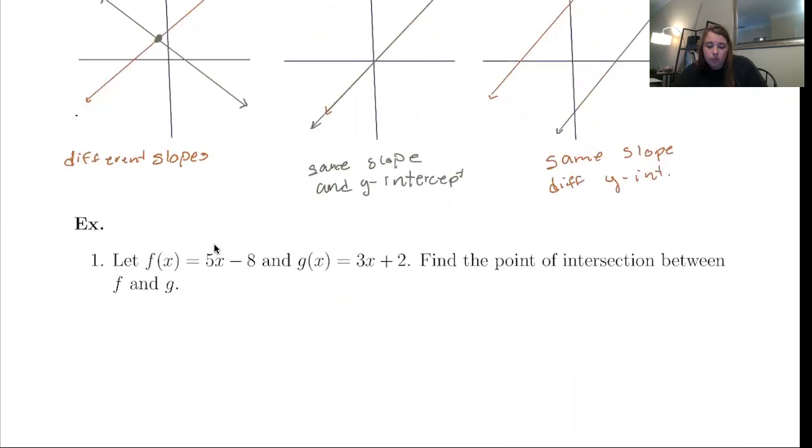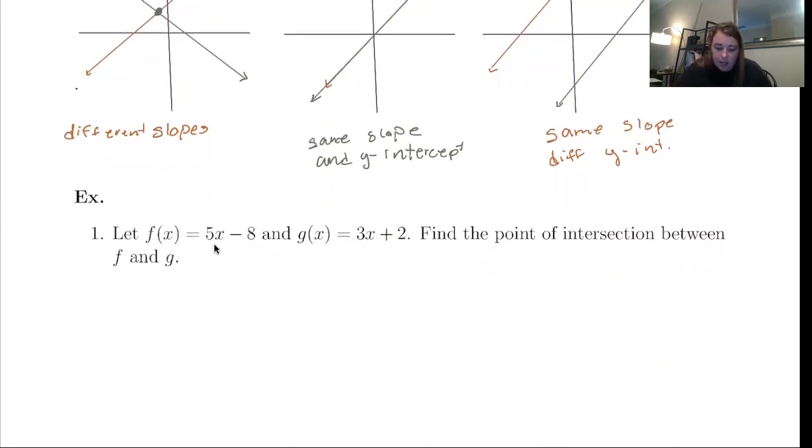So we're not always going to be given y's. We might be given f and g, especially when we're talking about 2 different lines. It's going to be easier for us to write it f of x and g of x. All right. But we're still talking about lines. So if f of x equals 5x minus 8 and g of x equals 3x plus 2, find the point of intersection between f and g.